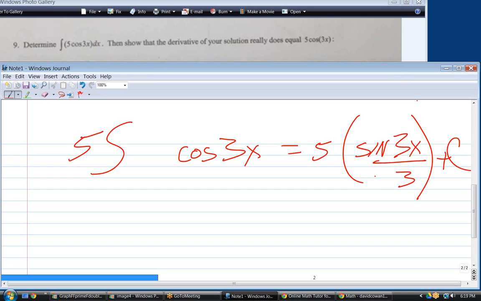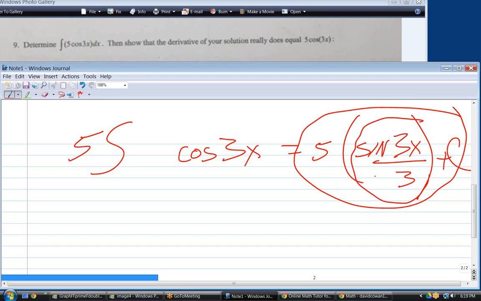Now, if you want to check your answer, notice that when we take the derivative of this part here, we take the derivative of the sine of 3x, and then we multiply it by the derivative of the inside using the chain rule, and that gets rid of that 3. So we end up with cosine of 3x times 5, which is what we started with.